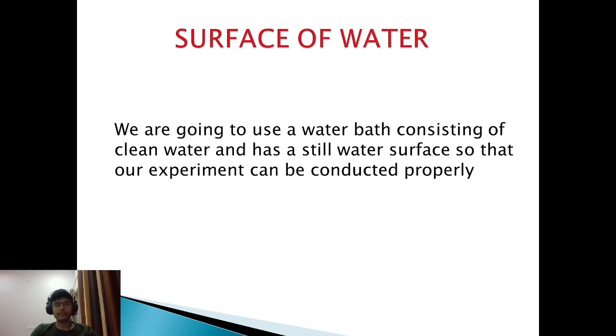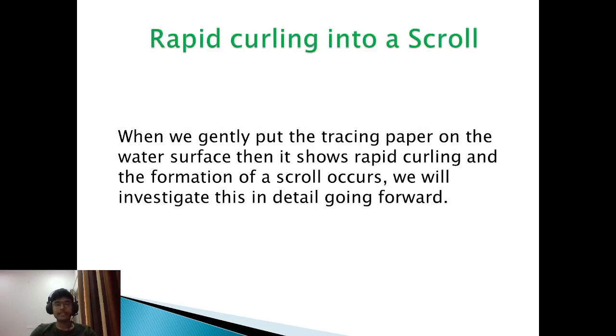We are going to use a water bath consisting of clean water without any impurities, and we will also ensure that it has a still water surface so that our experiment can be conducted properly. So the third thing is the rapid curling into a scroll. When we gently put the tracing paper on the water surface, it will show rapid curling and the formation of a scroll will occur. And we will investigate this in detail going forward, as our experiment is mainly based on this only.